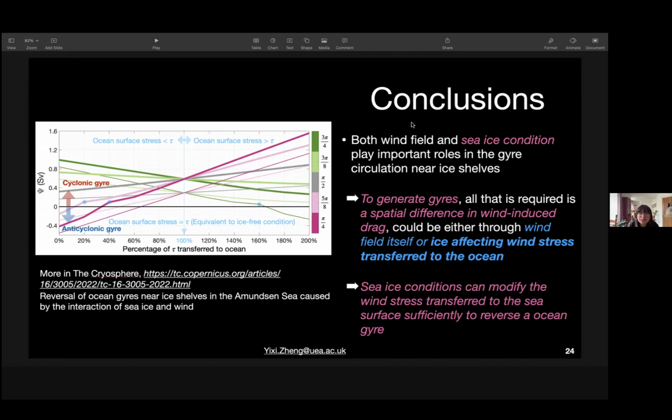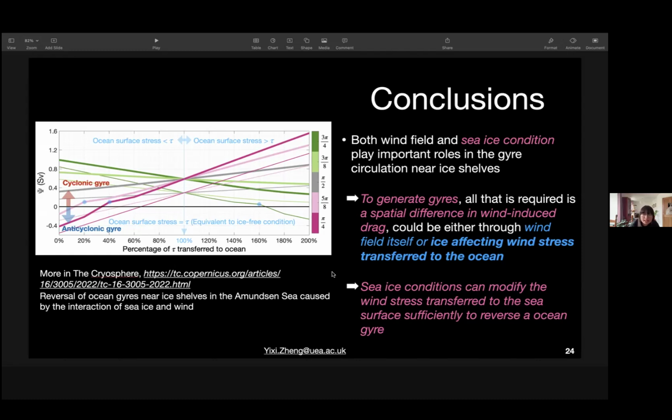So then there's a conclusion here that both the wind field and sea ice condition play an important role in the gyre circulation in front of ice shelves. That is because to generate a wind-forced gyre, all we need is just a spatial difference in the wind-induced drag. So this could be done either through the wind field itself, like in the Amundsen Sea, where we have a cyclonic gyre, or the sea ice affecting the wind stress transferred to the ocean.